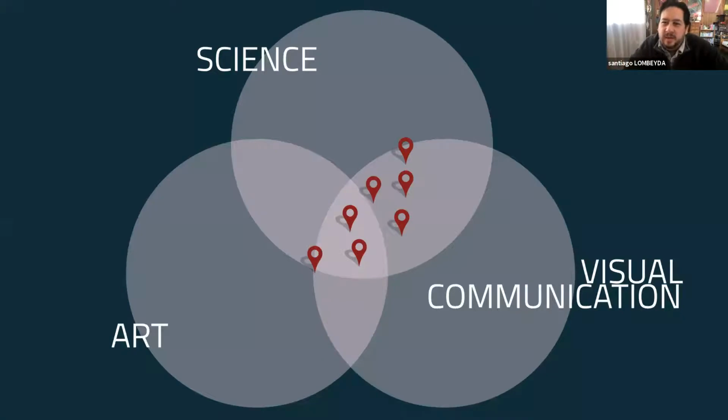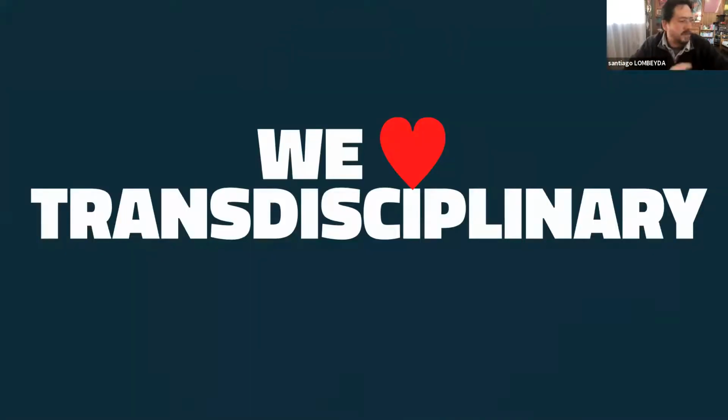Next, you already heard from Maggie about the different requirements that we ask for design students, but overall we love the idea of transdisciplinary students, people who can span the whole range of things you can do.